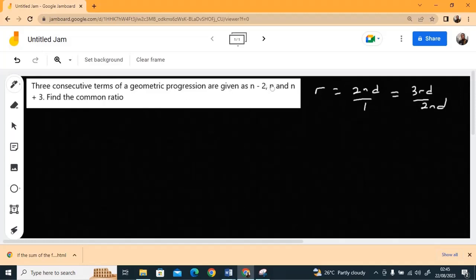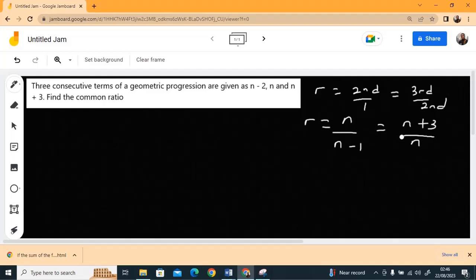Now this is the second term, this is the first term, and this is the third term. I can equate this by saying the second term, which is n, over the first term, which is n minus 2. It's the same thing as saying the third term, n plus 3, over the second term, which is n. So to find this n, that is the common ratio.